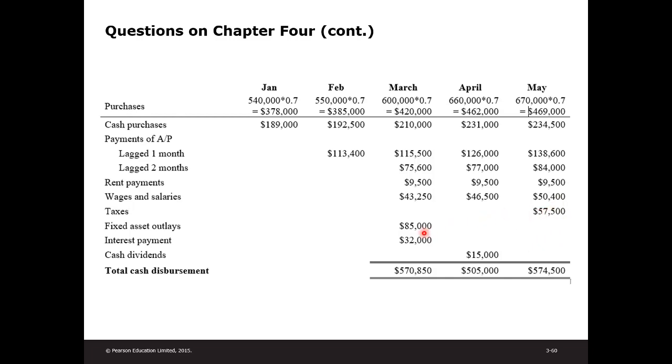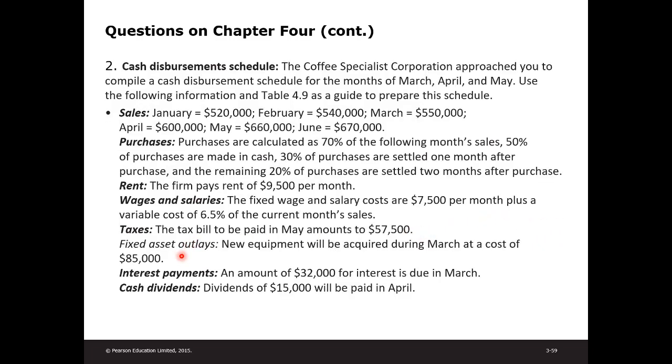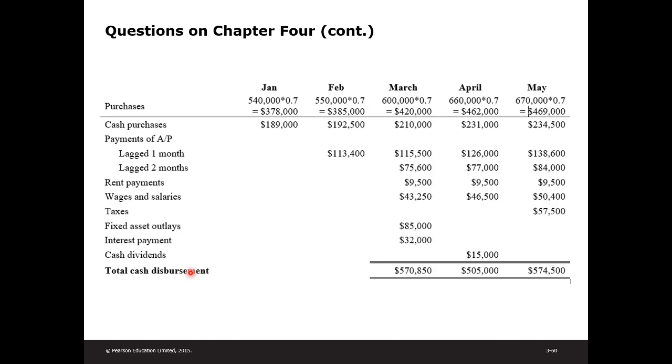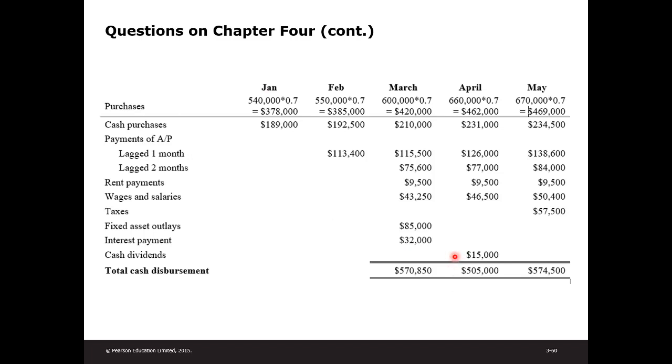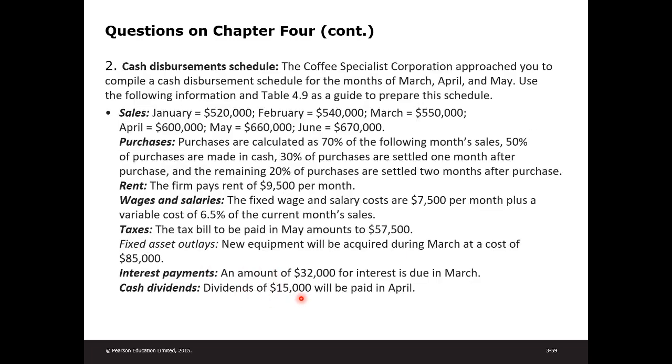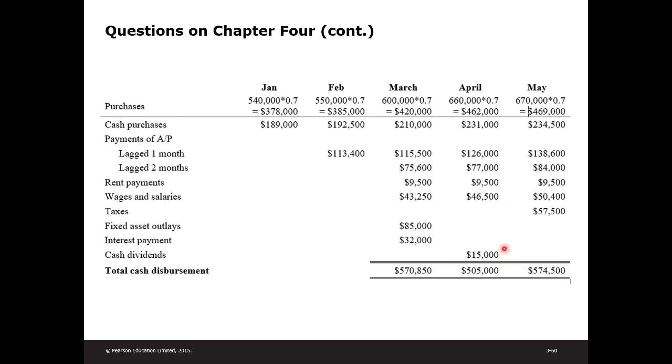Okay, then we have net fixed assets outlay, or fixed assets outlay, which will be paid in March only, of 85,000 as follows. Then we have interest payments, which is 32,000, only due in March, like here. And finally, we have cash dividends of 15,000 which will be paid in April, so it will be recorded here as follows. So we recorded all the cash disbursements for each month as follows.